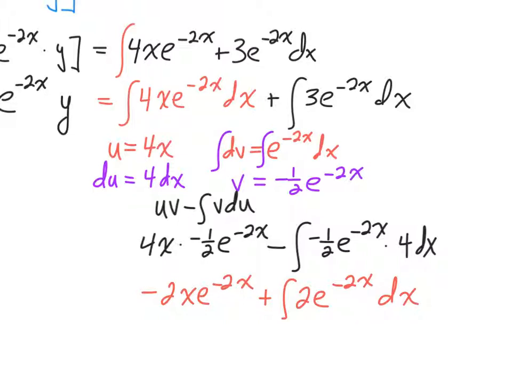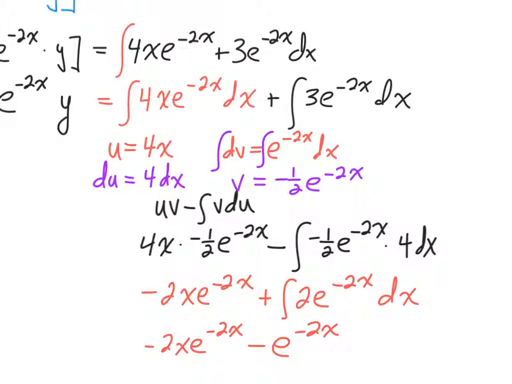We just can't lose sight of everything else, because this is just the integral of 4x e to the negative 2x dx. But this part's almost done, so that's good news. So negative 2x e to the negative 2x, and it's going to be minus e to the negative 2x. All right, so now I can tackle the other guy.